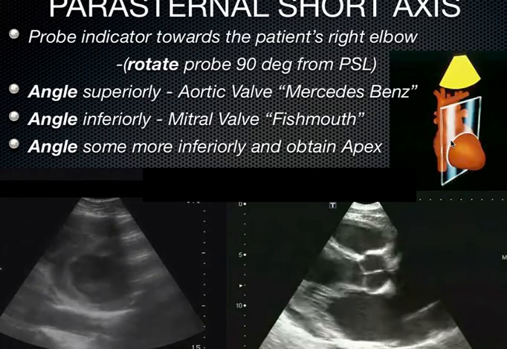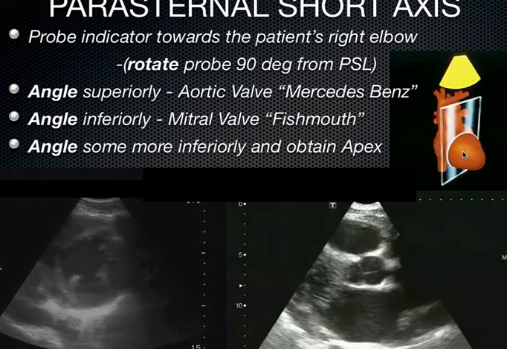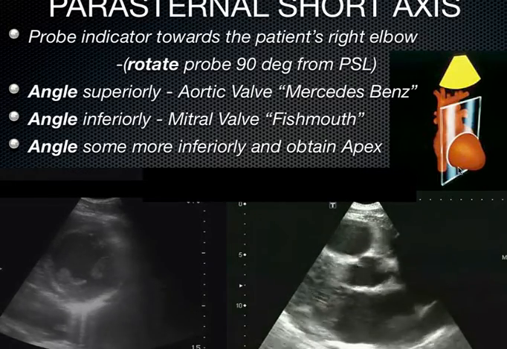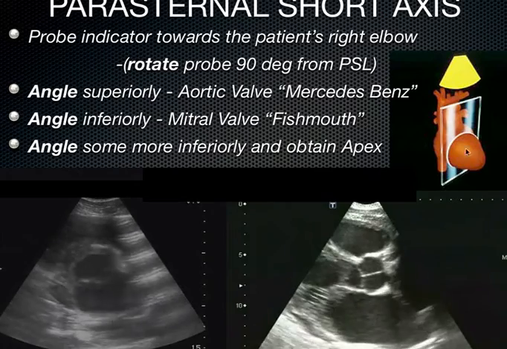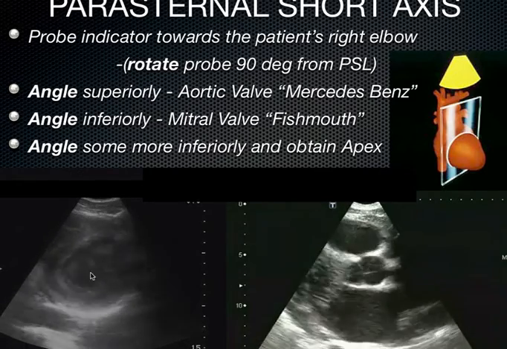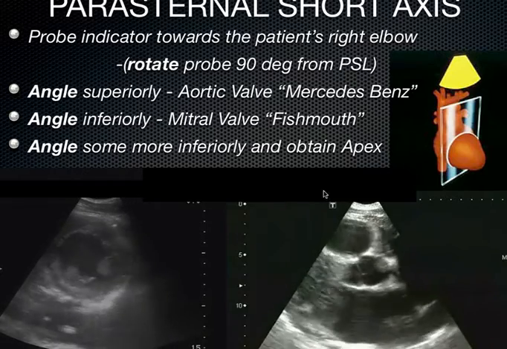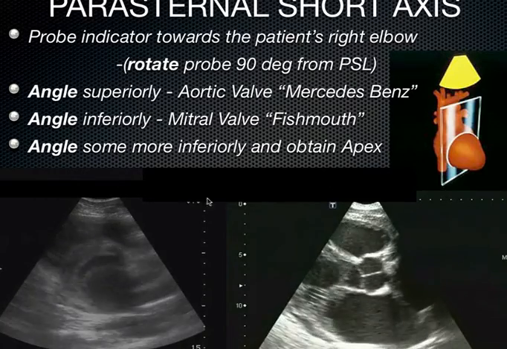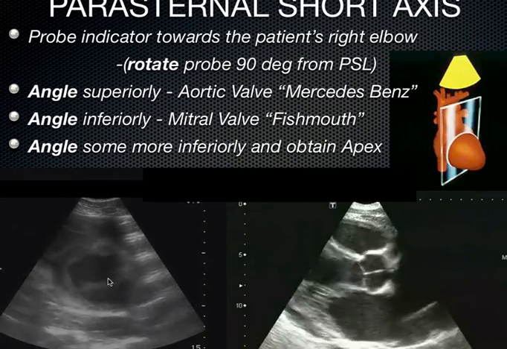Now, if you were to take the sound and walk it down more distally, or you can angle it inferiorly is another way to think about it, now you're going to be over a different valve. This is the mitral valve here. And that mitral valve is what we sometimes refer to as the fish mouth view. You see the little fish mouth opening right there.